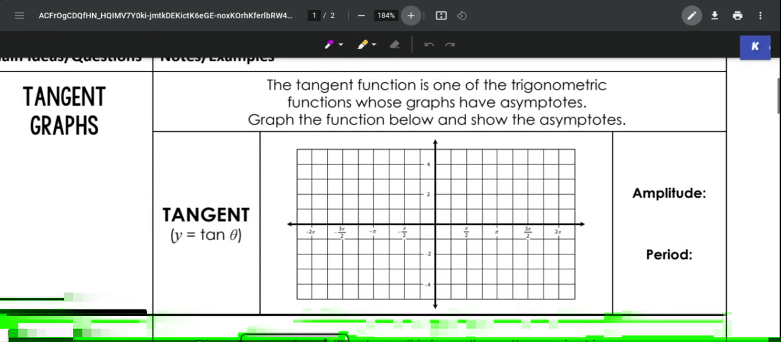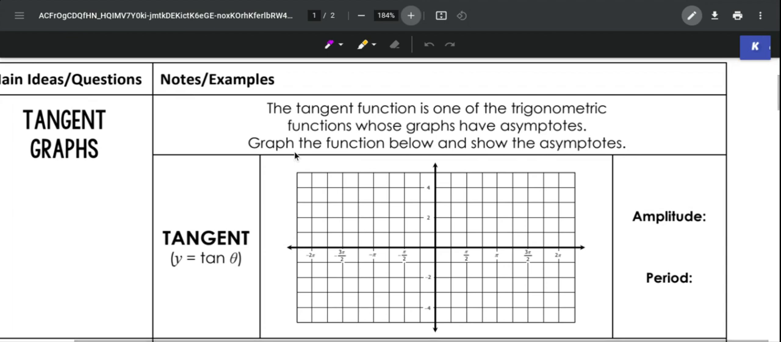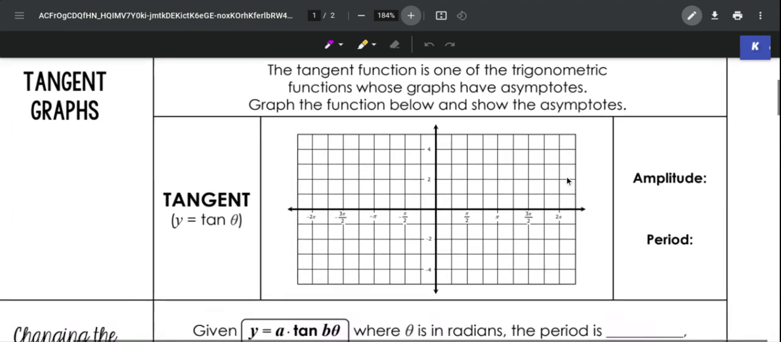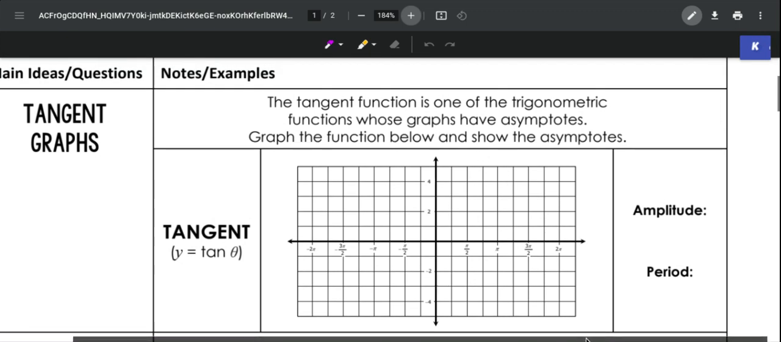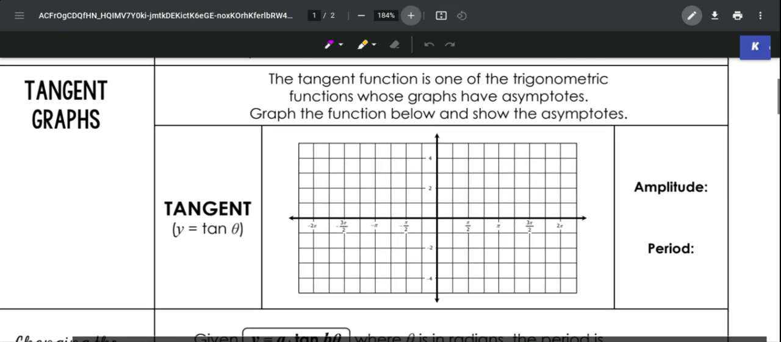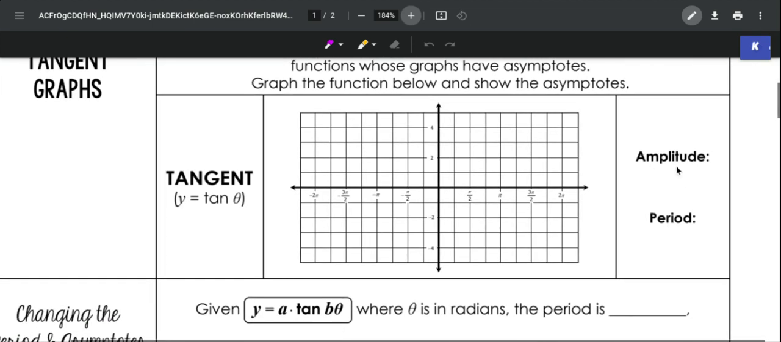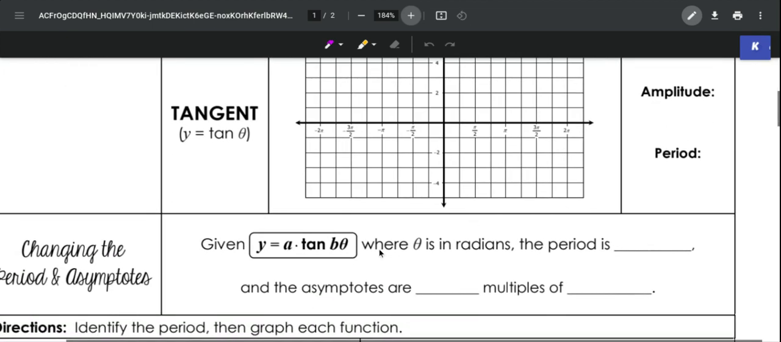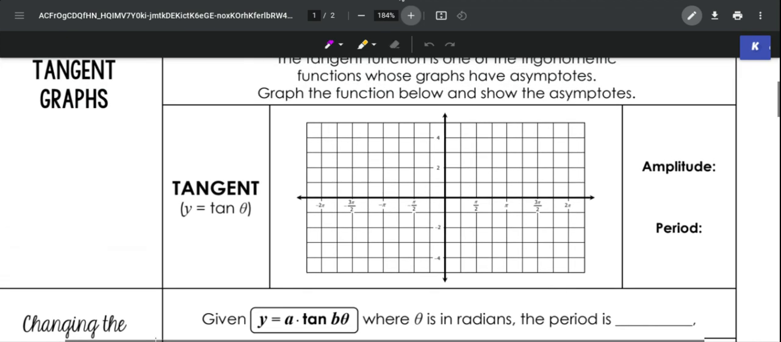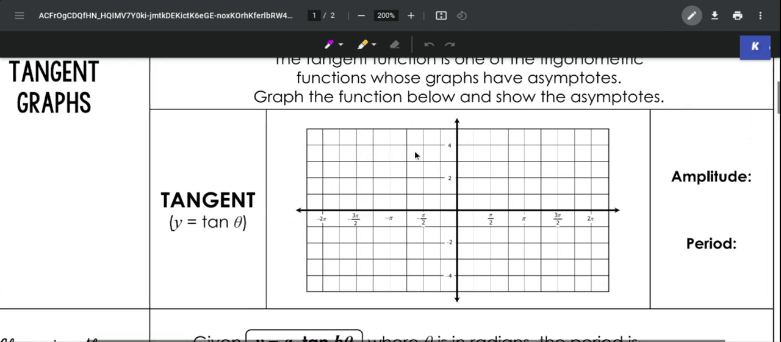Alright, so tangent graphs is the second part of 11.1. I basically split it up just because this is kind of a different monster. It's not that it's that hard, it's just totally different pretty much. So amplitude and period is pretty much handled the same way with this, except amplitude for tangent is a little different. But now we're going to introduce asymptotes, but it's not going to be as hard as you think it is because I'm going to try to show you the easiest way I can.